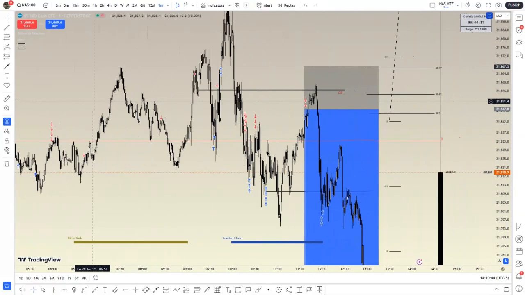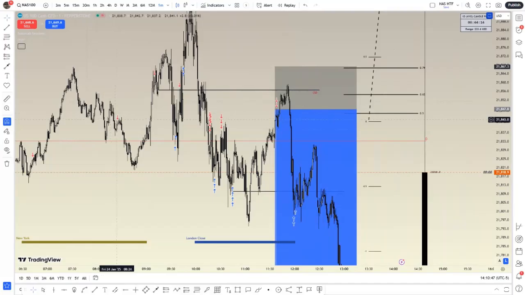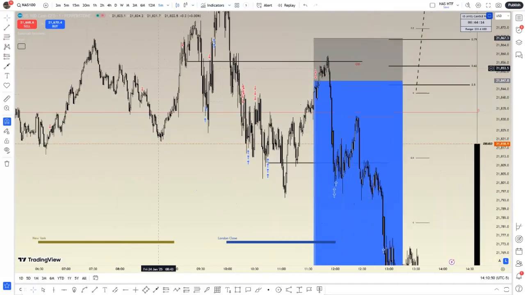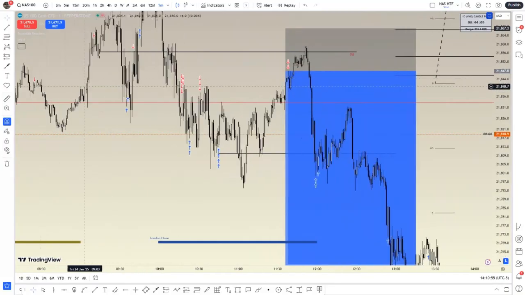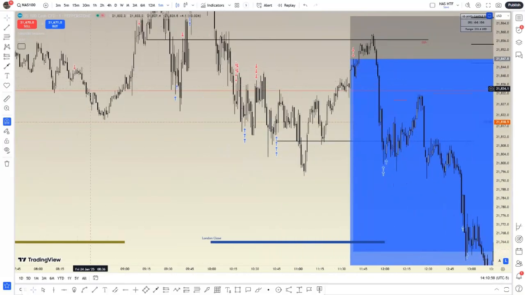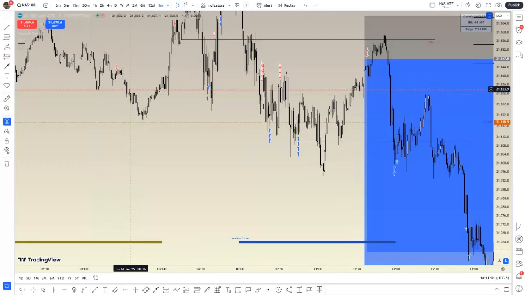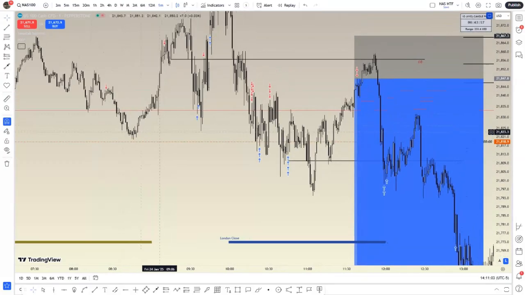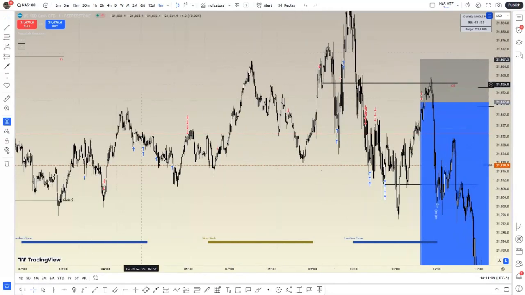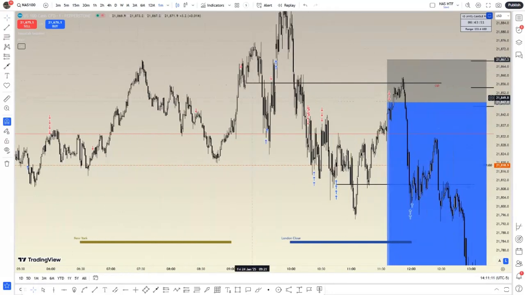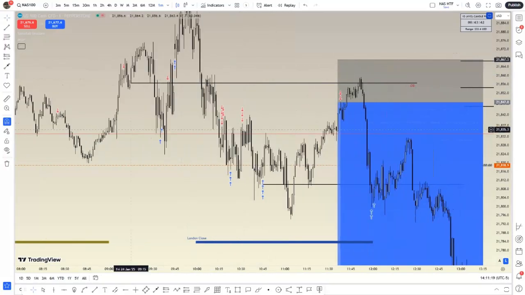So we tried to short it here. It shifted delivery, and I stopped out. It closed in this one and this one, and I tried to short it again with a small risk, but it stopped me out.